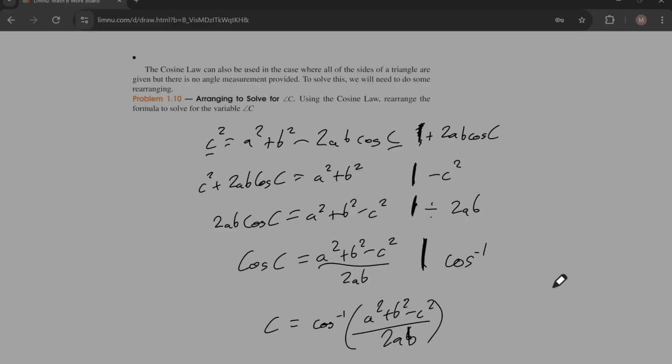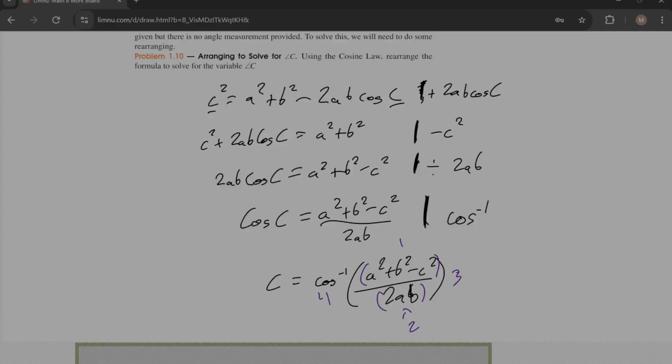This one's got a lot more going on. And so when you are writing it in on your calculator, you might want to put brackets up top and on the bottom. Really everything, it's easy to mess up. An alternative to this is to do it in steps. So do step 1 and then step 2, then do the division as step 3, and then do the cos to the negative 1, or arc cos, as step 4. Whatever you feel comfortable with typing in on your calculator.